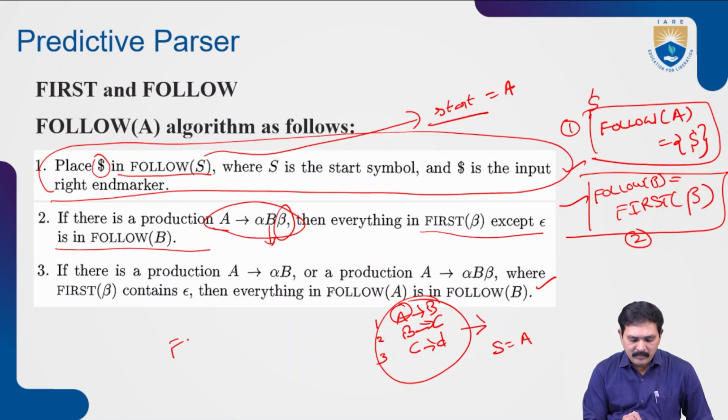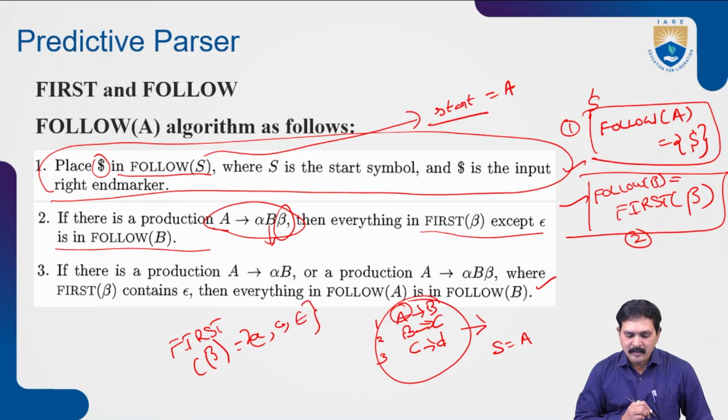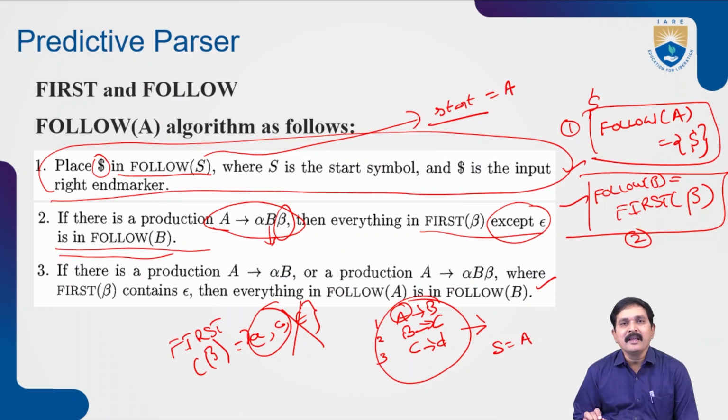For example, in one of the examples I am taking first of beta, suppose I am getting the terminal symbols a, small c, and also null. But you should not take null. Except null, you take the remaining symbols. That is the meaning of "except null" in follow of B. So the statement is follow of capital B equal to first of beta. Suppose you have considered all symbols of first of beta except the null value. That is the meaning of the second rule.